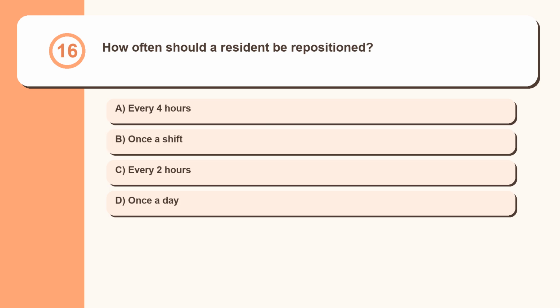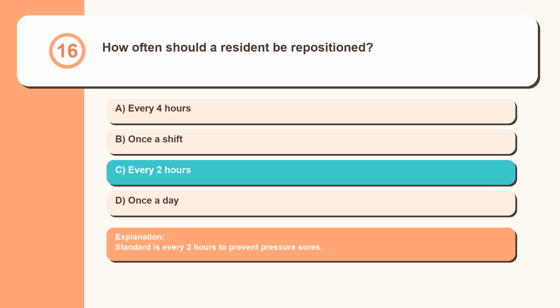Question 16. How often should a resident be repositioned? Every 4 hours. Once a shift. Every 2 hours. Once a day. Answer: Standard is every 2 hours to prevent pressure sores.